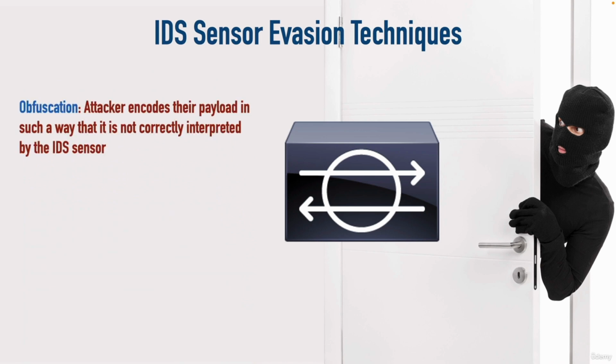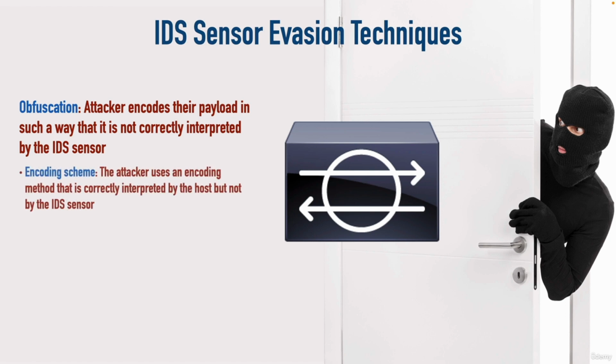This is where the attacker is going to encode the payload of their malicious traffic such that it's not going to be interpreted correctly by the IDS sensor. They might do that by using a specific encoding scheme that perhaps the host can decode, but the IDS sensor cannot decode. Or the attacker might have an encrypted session set up between themselves and their victim, the host inside of the corporate network. And even though the host is going to be able to decrypt that traffic, the IDS sensor is not going to be able to.